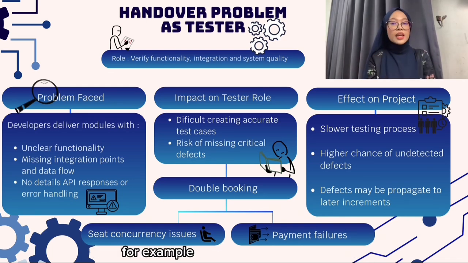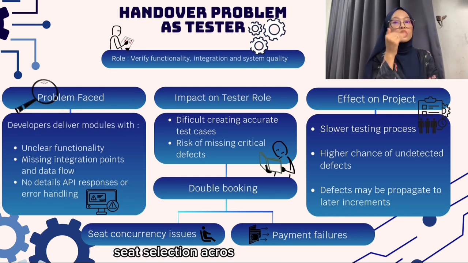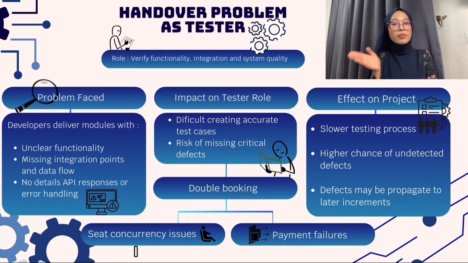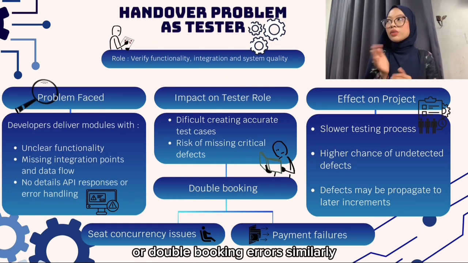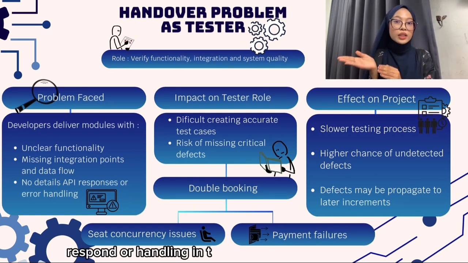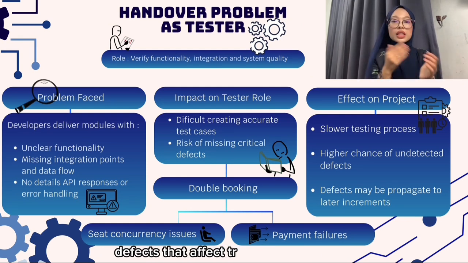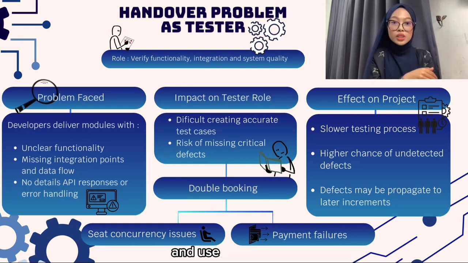For example, if a new booking module does not clearly explain how the system handles seat selection across multiple operators, I may overlook concurrency issues or double booking errors. Similarly, with missing details about API responses or error handling in the payment processing module, it results in undetected defects that affect transaction reliability and user satisfaction.